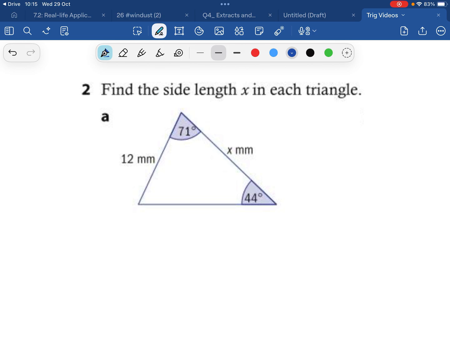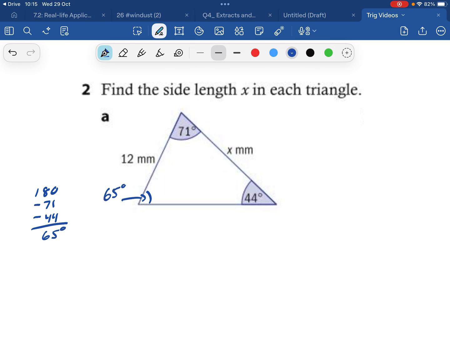So to answer this question, first off, we do know, even though it's not given to you directly, what this angle is over here, because in a triangle, the three angles have to add up to 180 degrees. So if I just take 180 and subtract off the other two angles, the 71 and the 44, that is going to give me 65 degrees. Okay, so we actually do know that angle right there is 65 degrees.